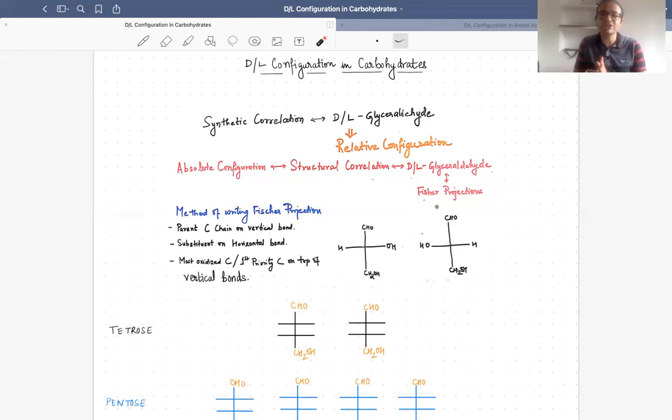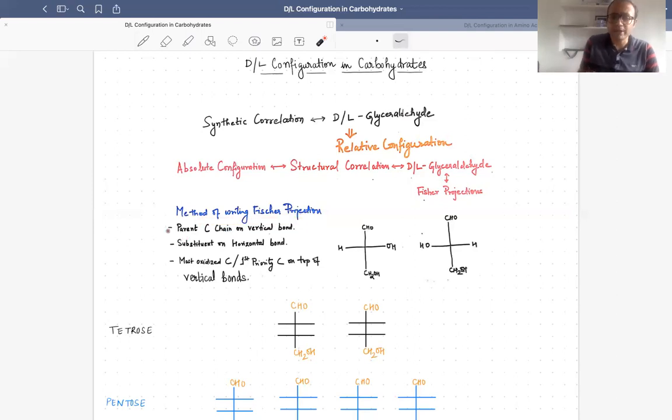So I hope when you're watching this video, you have a brief idea about what the Fischer projection is and how it is actually drawn. When we are going to use the DL configuration, we need to write the Fischer projection formula in a particular way. So we need to understand the method of writing the Fischer projection formula so that we can compare it structurally with the glyceraldehyde and thereby assign the corresponding D and L configuration. So how should we write the Fischer projection formula?